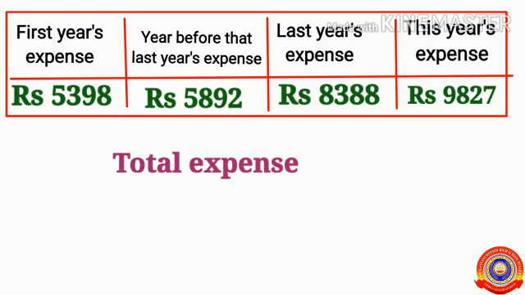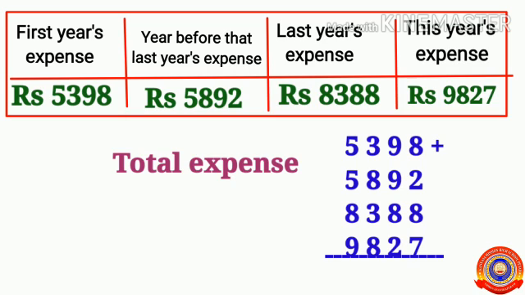So, let's add all these expenses. That means add 5,398, 5,892, 8,388 and 9,827. 8 plus 2, 10. Plus 8, 18. Plus 7, 25. For 25, 5 here and 2 is to be carried in the tens place.